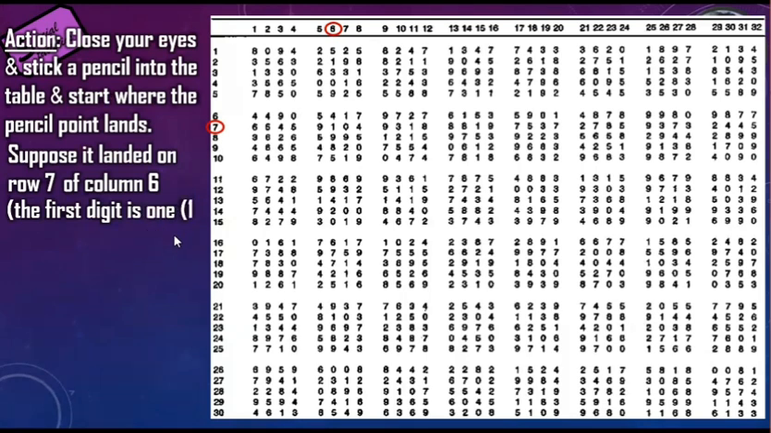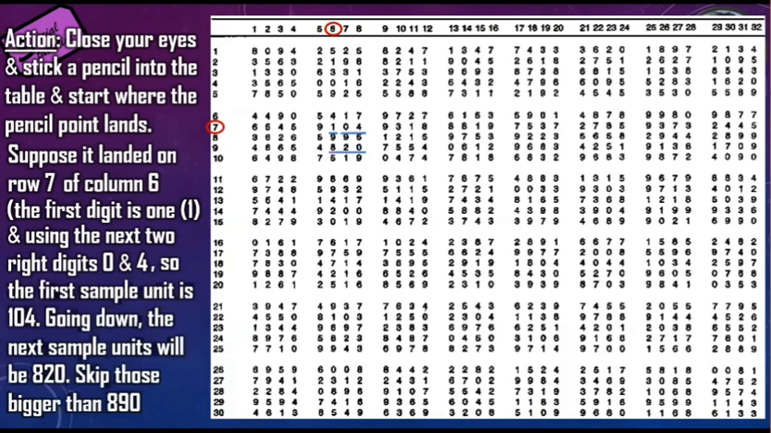The first digit is 1. And using the next 2 right digits, 0 and 4. Because you remember the plan, you go right for 3 digits. You just need to determine the first digit. Then you go right and choose the next 2 digits to have 3 digits. So you now have 104. So the first sample unit is 104.